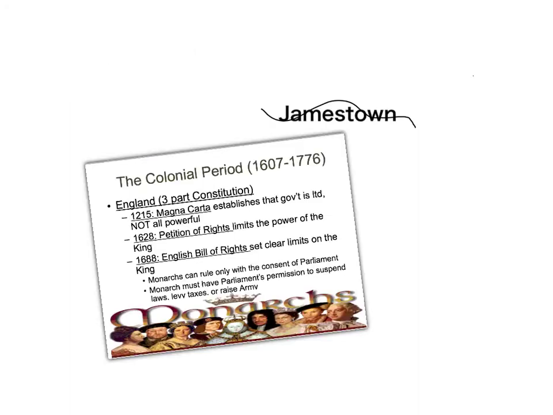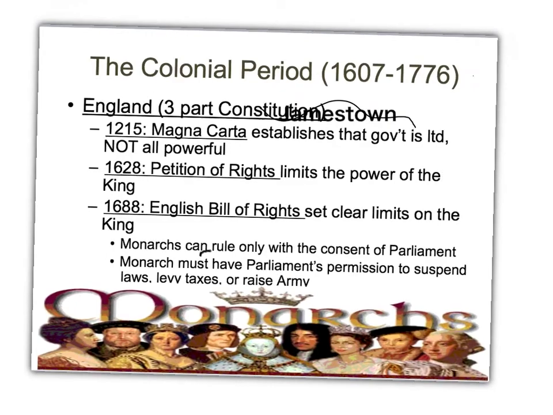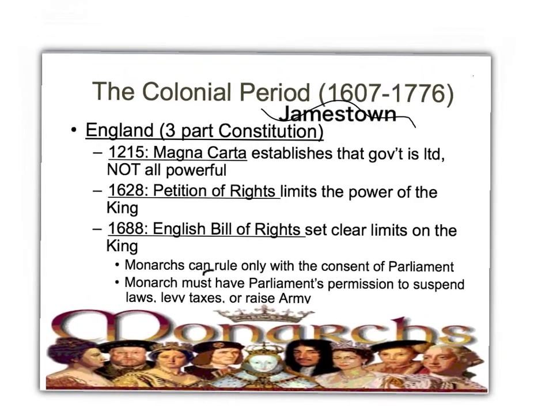The settlers in Jamestown founded their colony based on the English Constitution. The English Constitution is a three-part constitution created over a series of about 500 years that establishes very distinct rules for government. It all started in 1215 with the establishment of the Magna Carta, which established that government is limited and not all-powerful. This is a very obvious idea to us. However, in English medieval times, this was a very revolutionary idea.